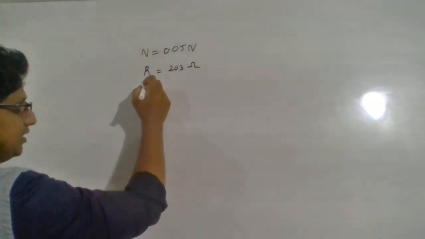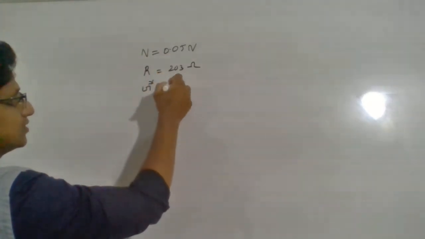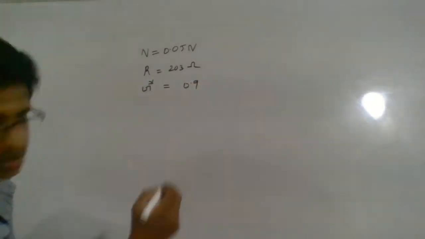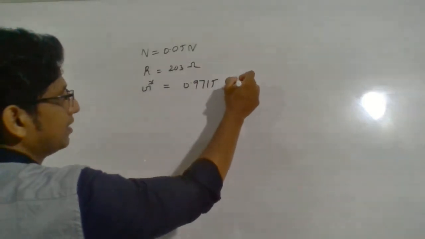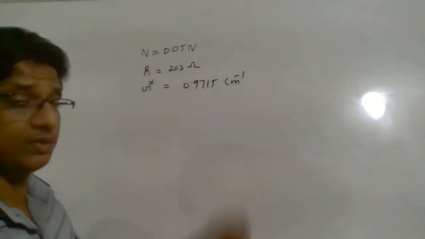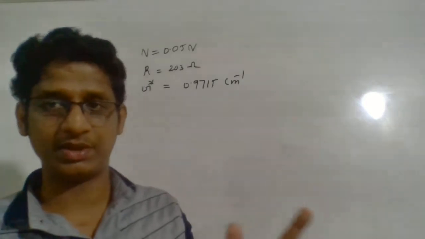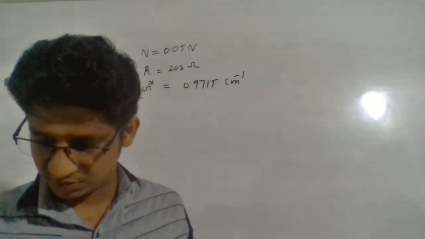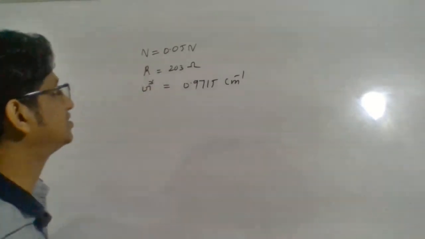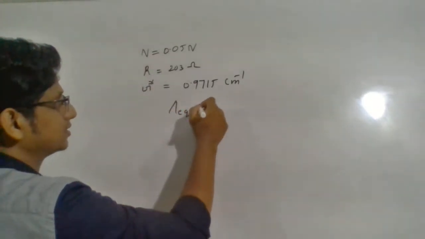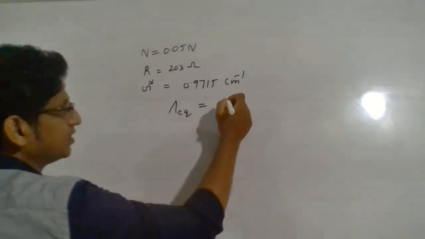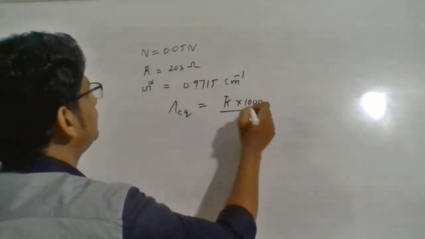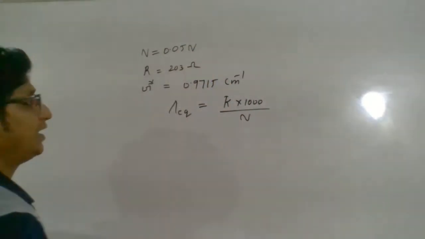Then the cell constant G star is also given. Cell constant is 0.9715 centimeter inverse. Sometimes from the unit you will understand what they actually mean. Sometimes the question may not be correct, but you can still understand from the units. Centimeter inverse is the unit of cell constant. The question asks you to find lambda equivalent. So lambda equivalent, we have the equation: conductivity into 1000 divided by normality. We have normality. We want to find conductivity.